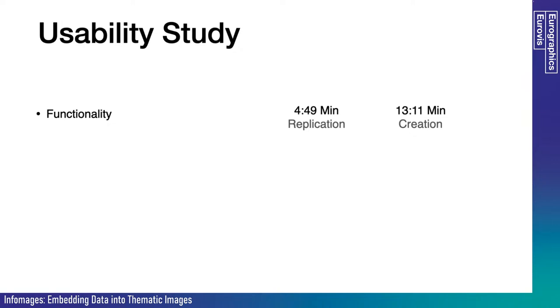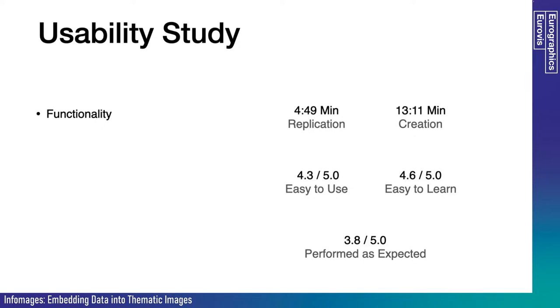Next, we asked participants to rate our tool's usefulness with a 5-point Likert scale. They rated the tool as easy to use with an average rating of 4.3. They also agreed that it was easy to learn with a rating of 4.6. While they gave it a lower score when asked if it performed as expected, they state that at times the segmentation was not accurate, although it was easy to perform. They also stated that the placement of line charts was not perfect and appeared at locations they did not expect.